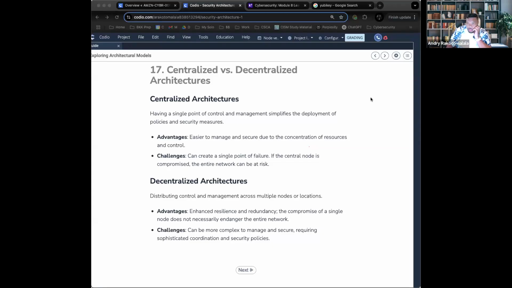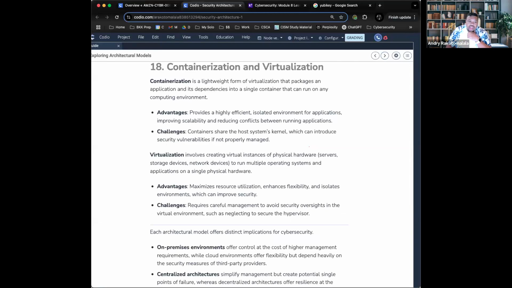Good question. All right, let us carry on here. Now let's talk about containerization and virtualization. Bear with me here because I know these seem like very technical words. I'll try to break them down very simply.